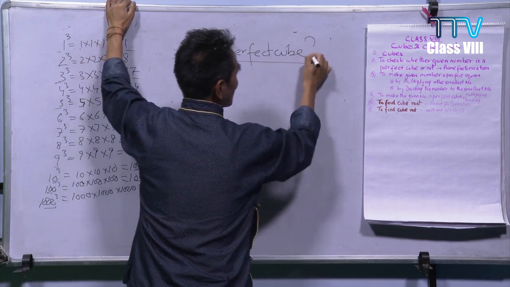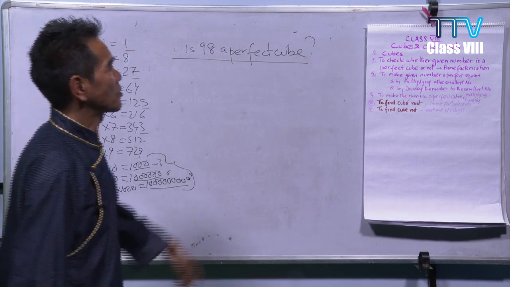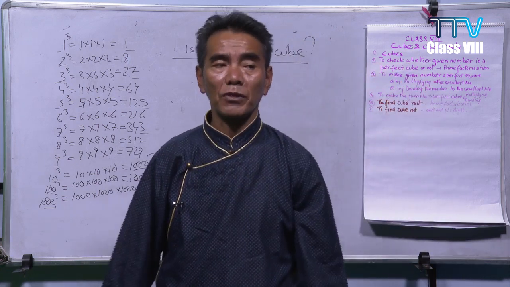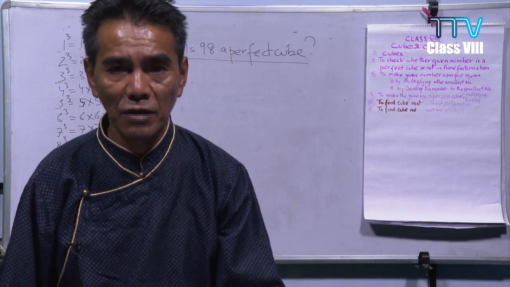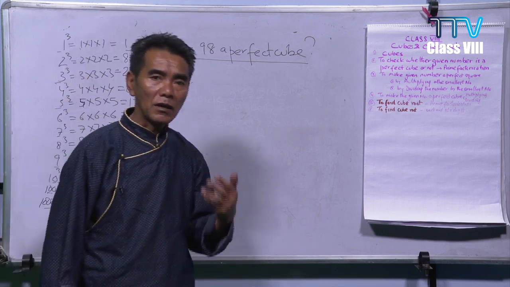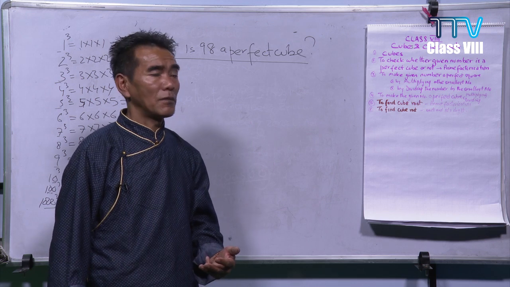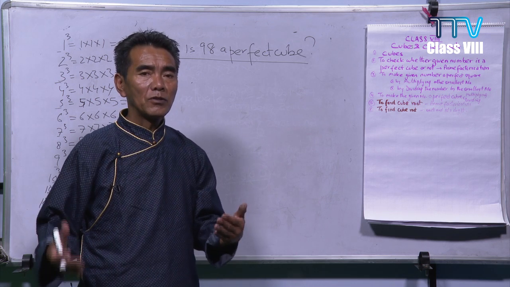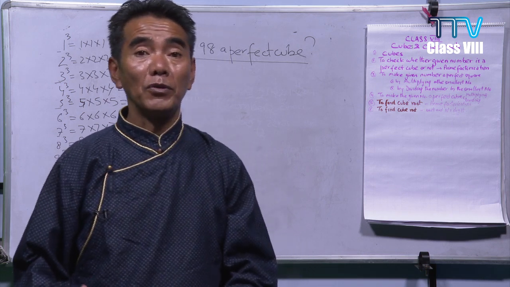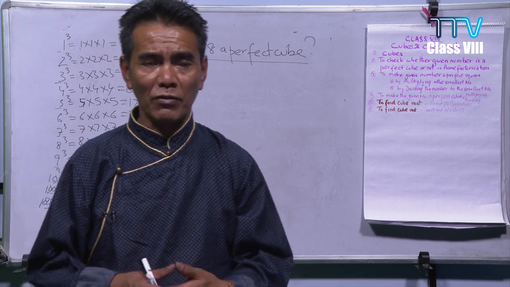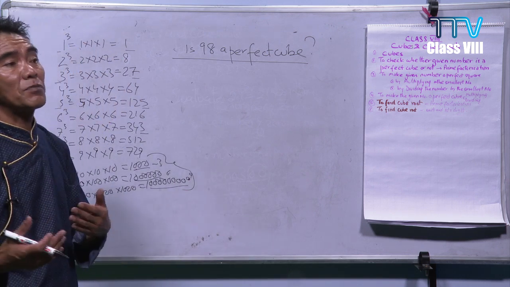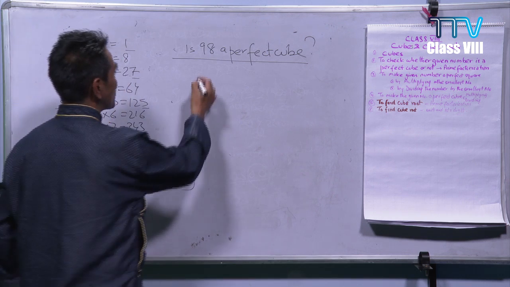Is 98 a perfect cube? To check whether the given number is a perfect cube or not, we use the prime factorization method. We find the prime factors of 98.